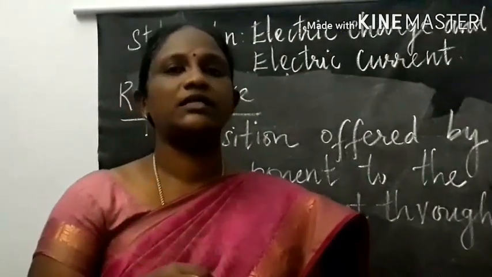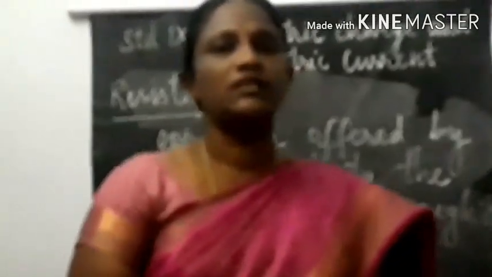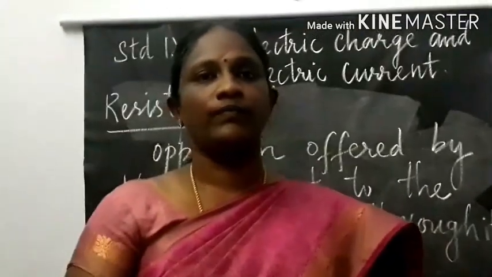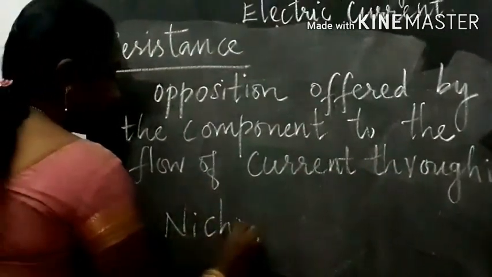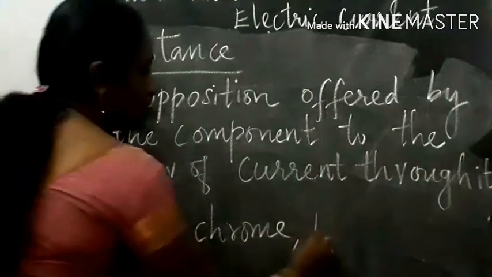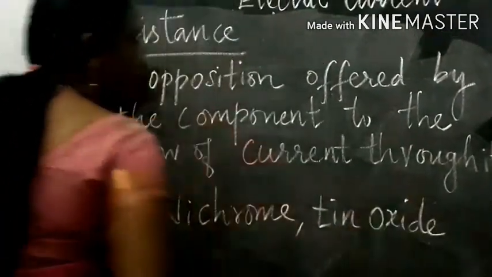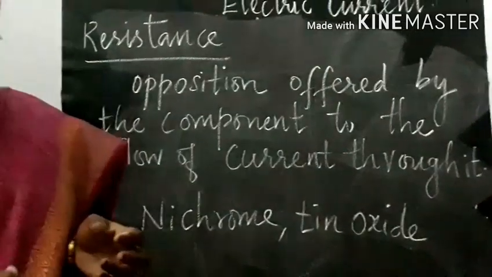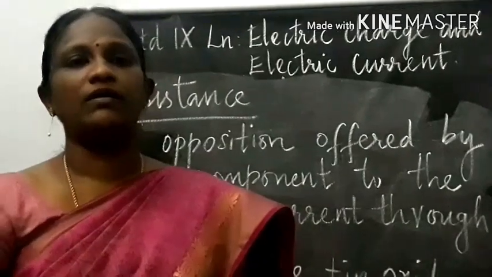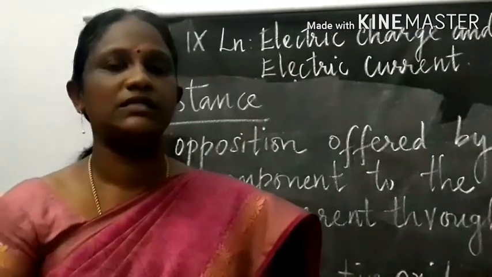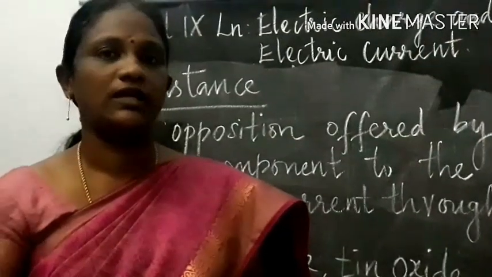But certain materials are used for giving resistance in an electrical circuit. They are nichrome, tin oxide, etc. They offer resistance in an electrical circuit. So consider in the case of a bulb, we have a filament, a tungsten filament, isn't it? So it gives some resistance to the component for the flow of electric current.